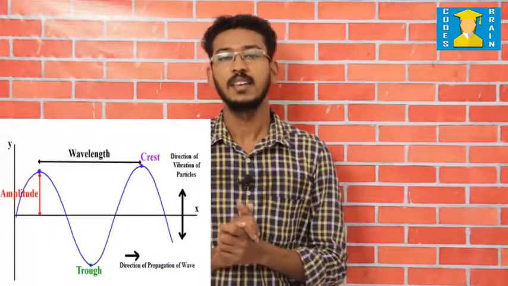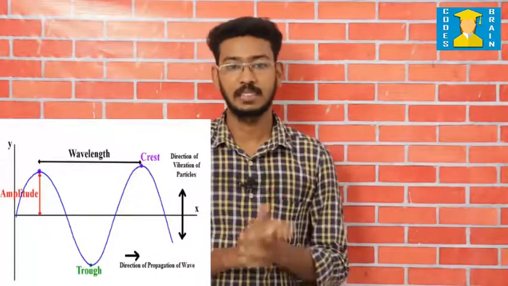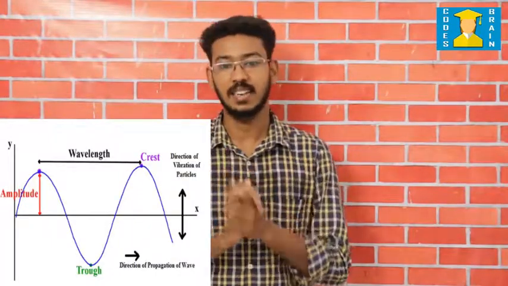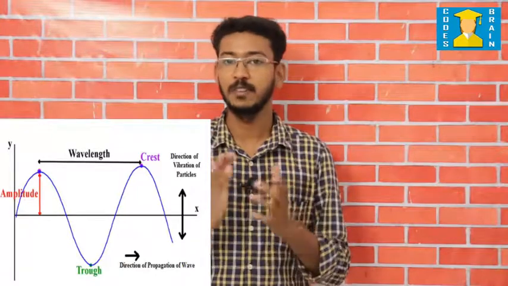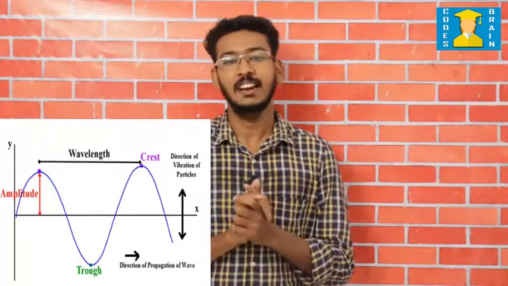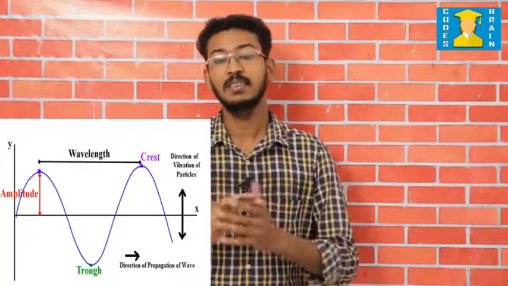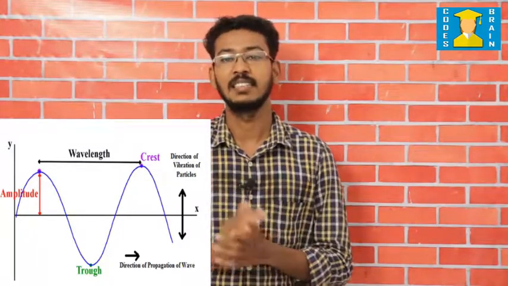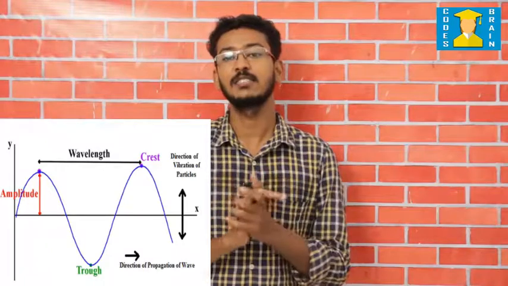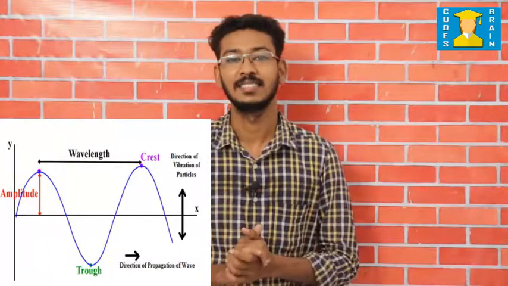Now, take a look at this illustration. Here, the y-axis describes the amplitude and the x-axis describes the direction of propagation of the wave. Look into the graph. The upper limit describes the crest and the lower limit describes the trough, and the arrow represents the direction of vibration of particles. Next one is longitudinal waves.